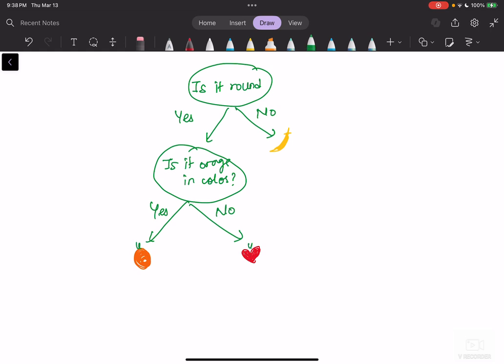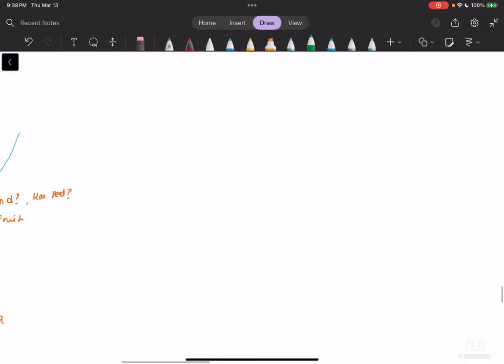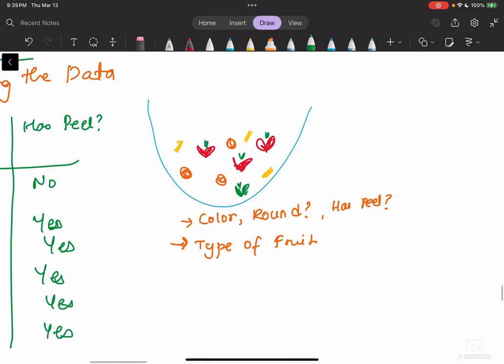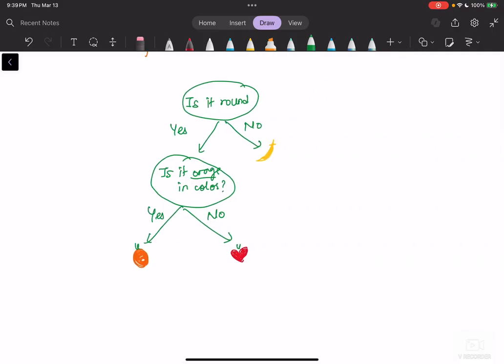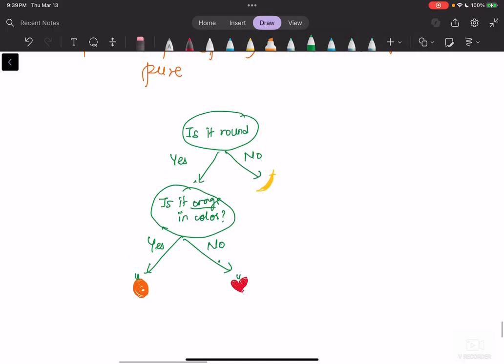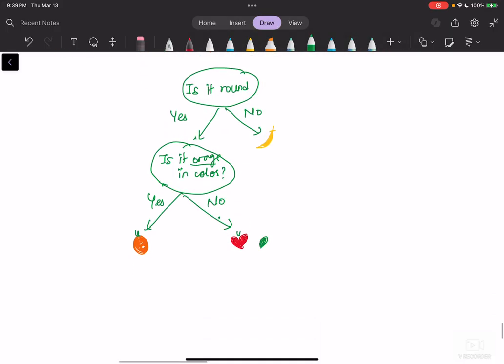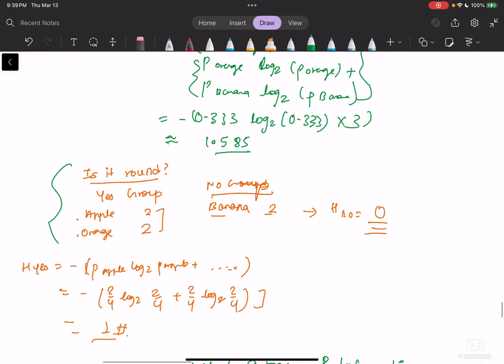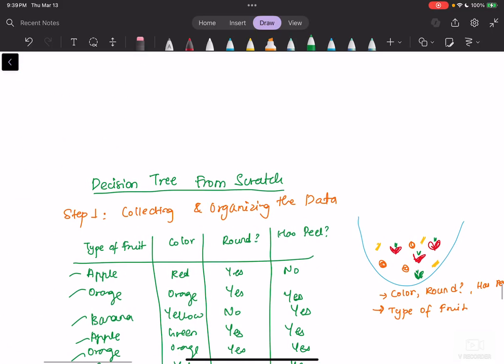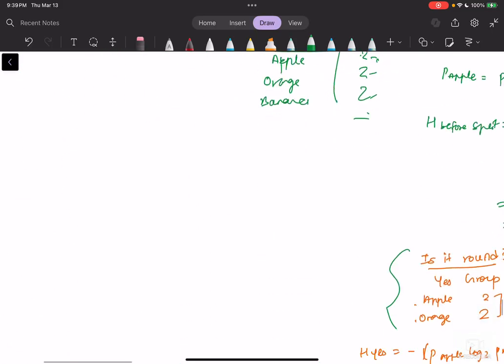Okay, and I specifically chose this question because remember we did take that green apple. So let's walk through the green apple. Is it round? Yes. Is it orange in color? No. So it's still classifying the green apple correctly, right? But at the end of the day, it's just an apple. So I'm going to put them in the same class and consider it pure because we are looking at type of fruit, and both are apple at the end of the day.